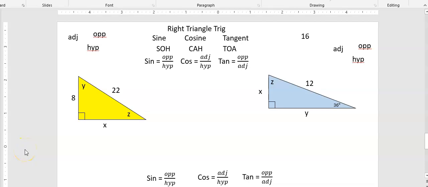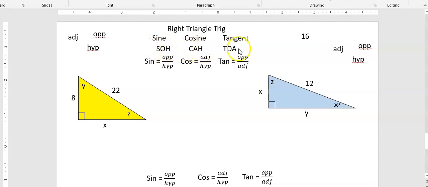In this video, I'm going to explain how to use right triangle trig to find missing pieces in a right triangle. So there are three trig functions we will be using: sine, cosine, and tangent. Something a lot of teachers do is give the students this reminder of what goes with each one.